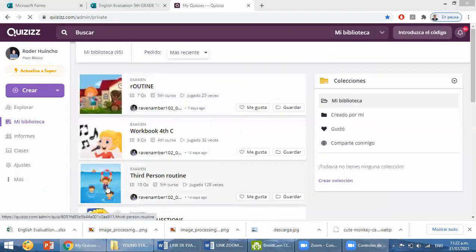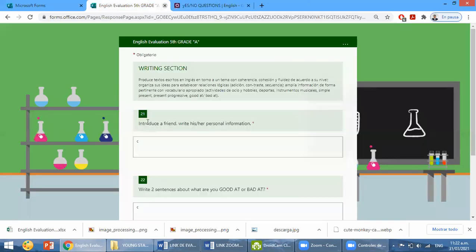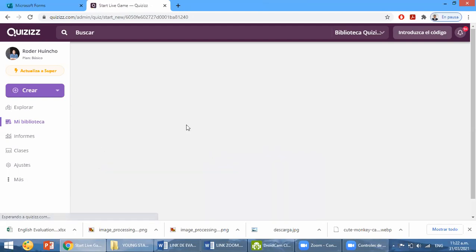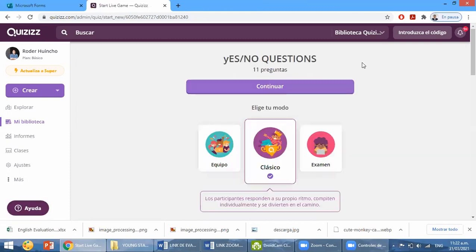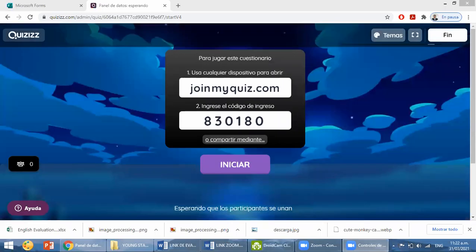It asks for a code. Give me a minute, please. I'm going to send you the code now, okay? Let's see. Hurry up, computer. Professor, the code. Yes, give me a minute. I'm going to send it to you. The number is A30180. Okay, this is the PIN code. Enter, please.